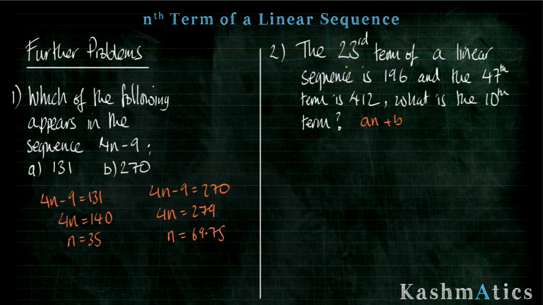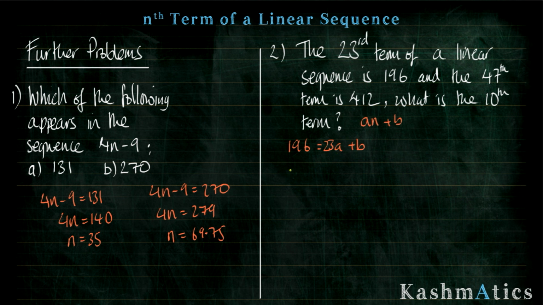So we know the 23rd term is 196. Okay, so 196 is going to equal a times n. In our case, n is 23. So this becomes 23a plus b. That's what I get when I plug in n equals 23 into this. So a times 23 is 23a. So that's where that comes from.